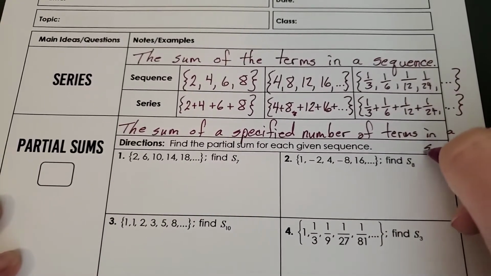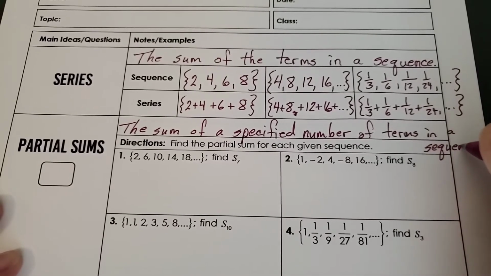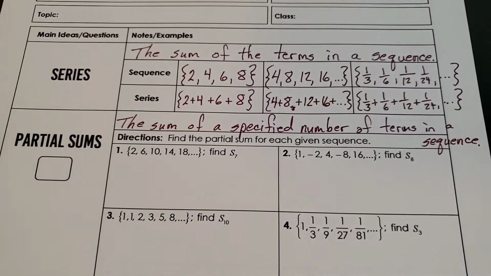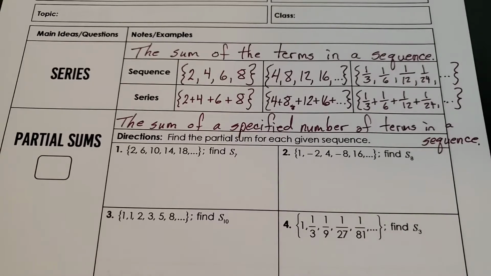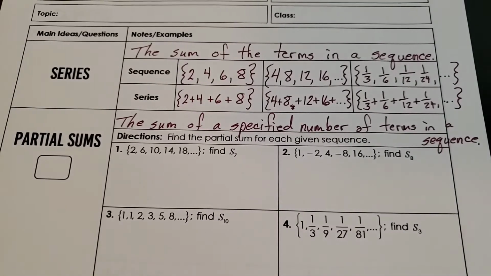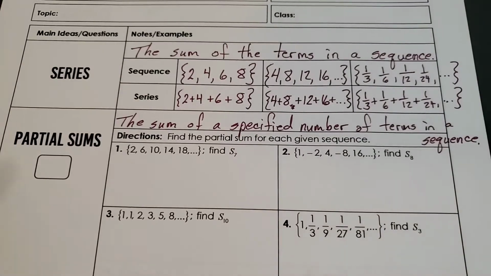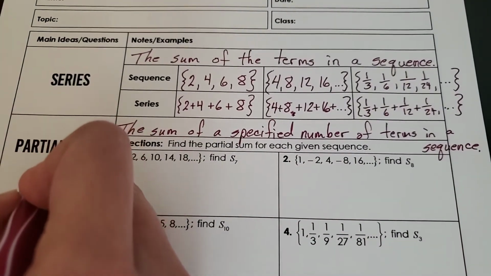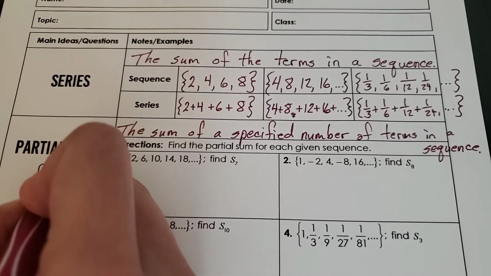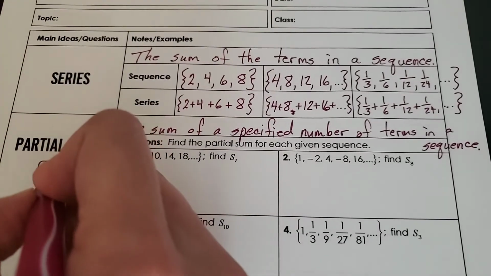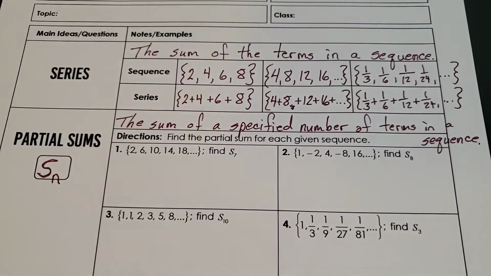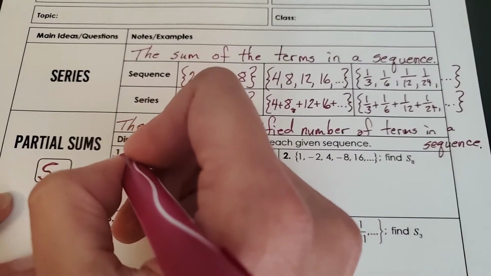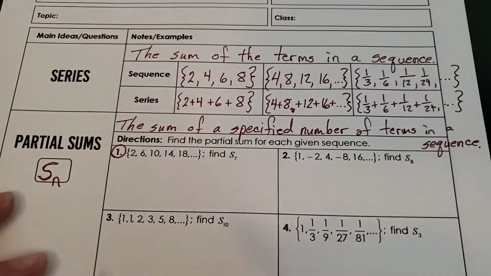In a sequence. So it can be an infinite sequence, but we only want to know the sum of a few terms. One of the ways that we can designate that is with a capital S. Isn't that nice? Capital S for sum, and then a subscript of n, S sub n. So here in this first one, we're going to look at this example right here, number 1.